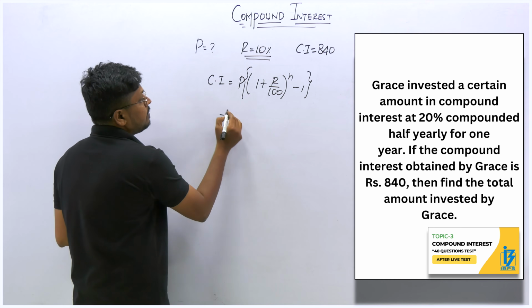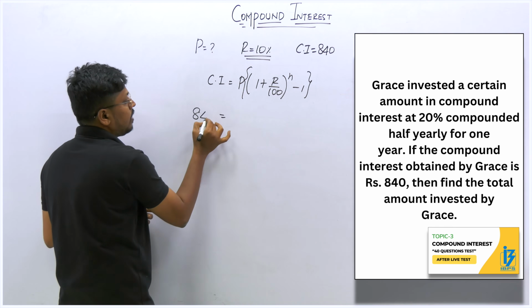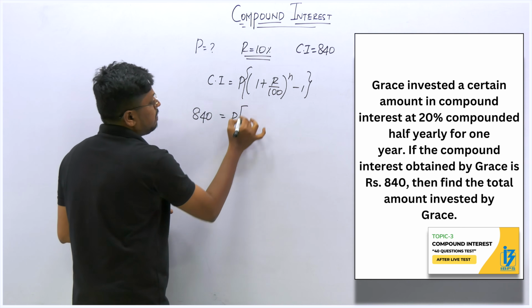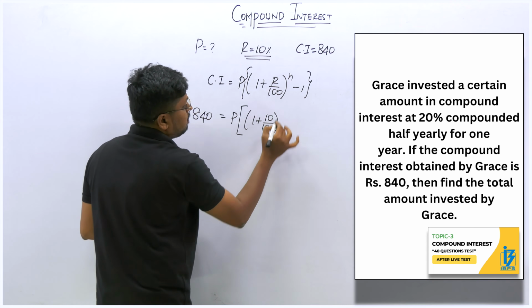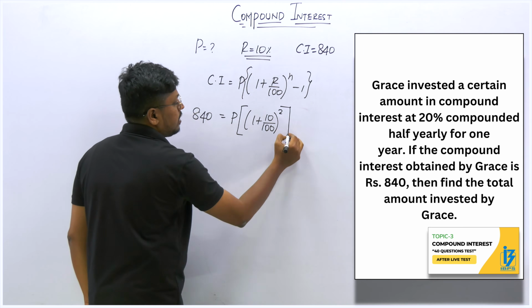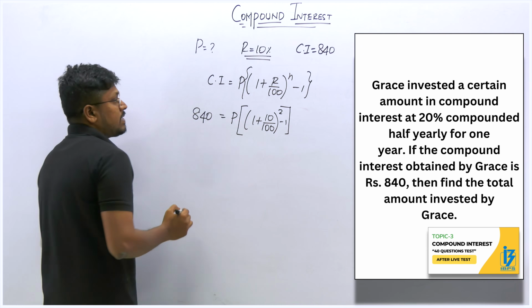So the compound interest value has been given, which is 840. So we need to find the principal. So 1 plus R by 100, that is 10 by 100, to the power, instead of n, it will be 2, minus 1, right? So friends, understood or not?